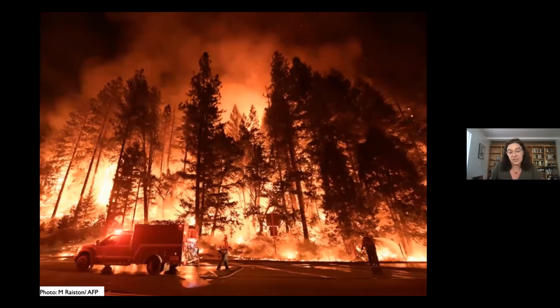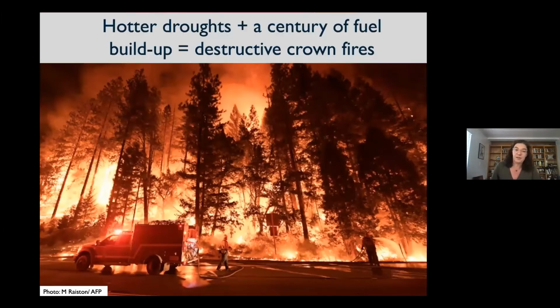And so that's what's happening at the same time as climate change is happening. And that's what's resulting in a change in the fire regime across the American West, where we get destructive fires that are much harder to fight and much more dangerous.